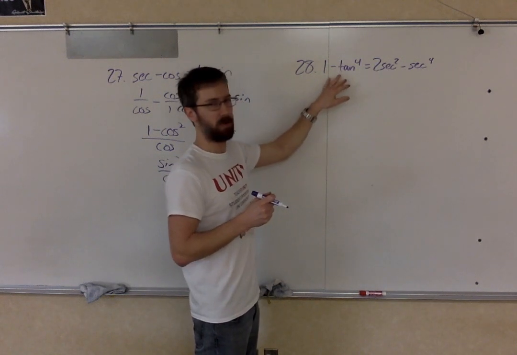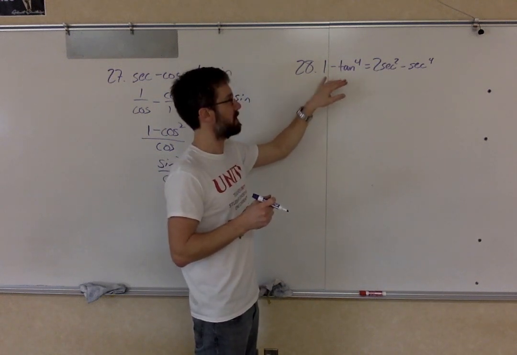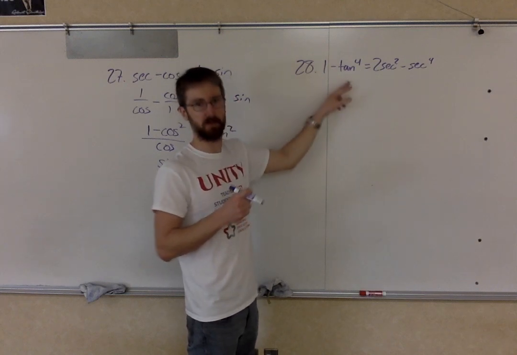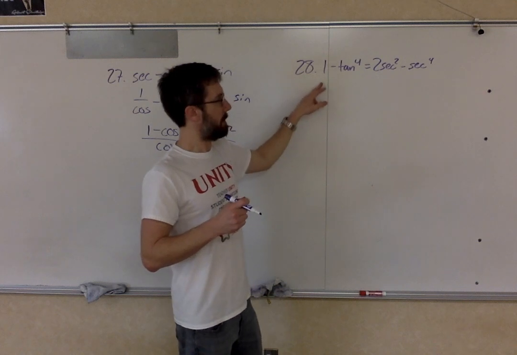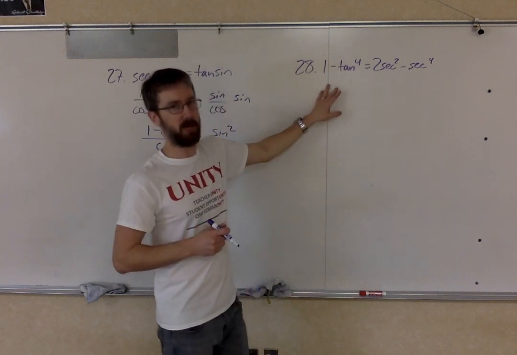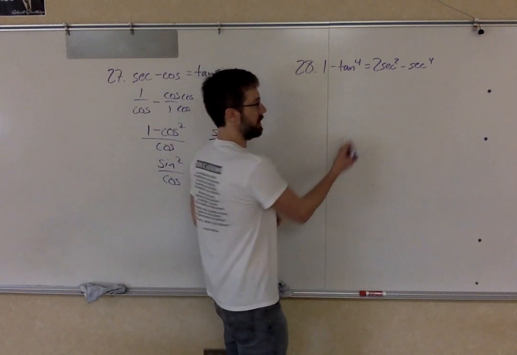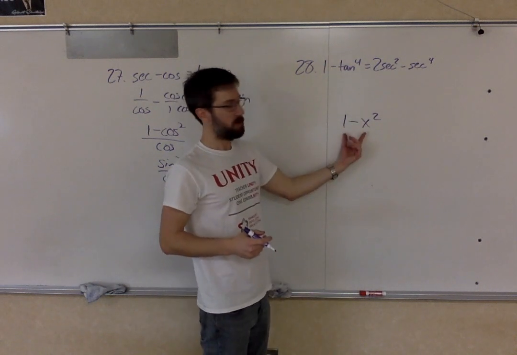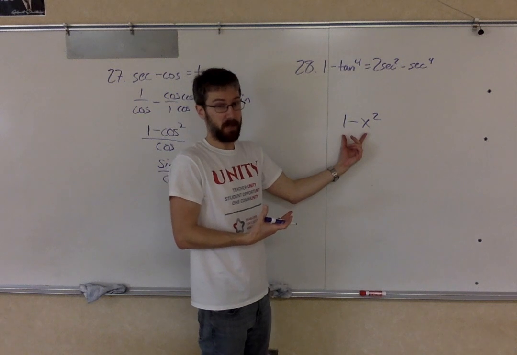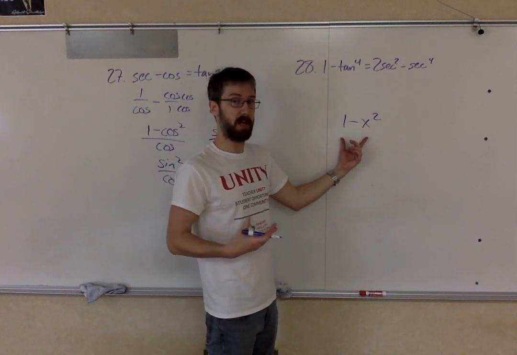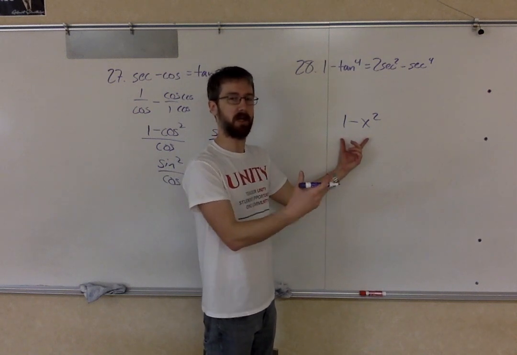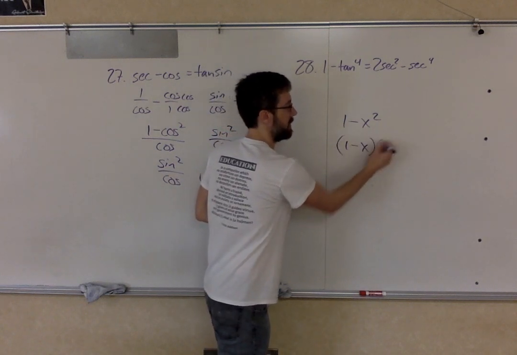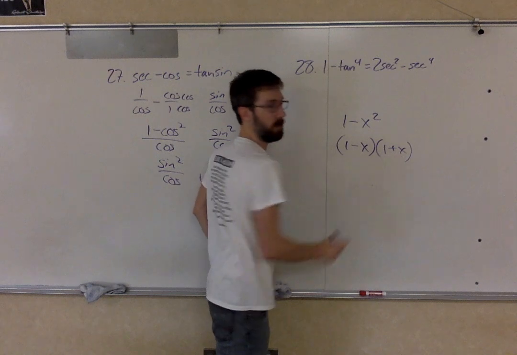I'm really going to focus on this side first, and it has to do with the fact that this is a difference of squares. You might not recognize this right away. If it were 1 minus x squared, you maybe wouldn't recognize that as a difference of squares too, but it is. It would factor just like if it were x squared minus 1, except everything is in reverse. This would factor to 1 minus x and 1 plus x, right?